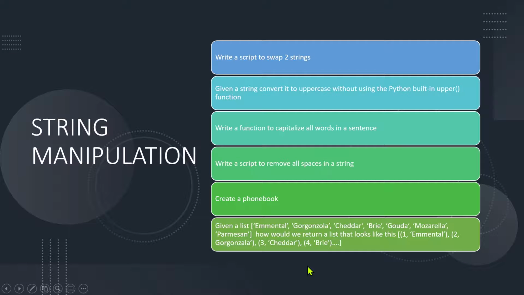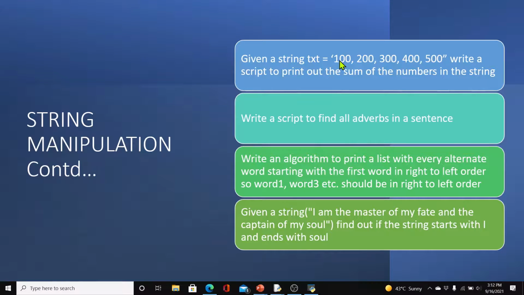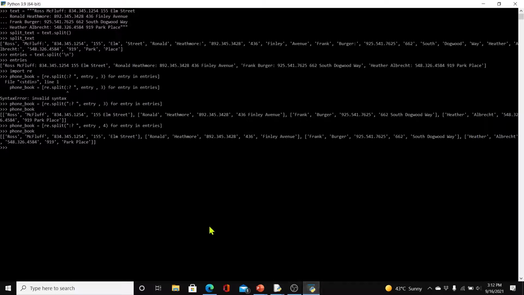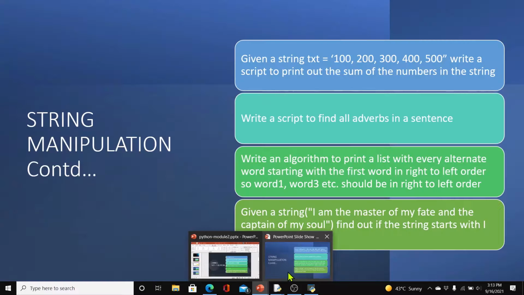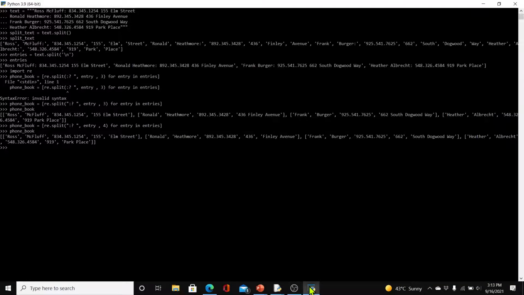Now moving on to the next script. Given a string text equal to 100, 200, 300, etc., write a script to print out the sum of the numbers in the string. Note that each of these is part of a string. Okay, let's go back to the shell. Right, so because each of those that we saw just now is part of a string, we cannot do addition on that. So we cannot do something like this.